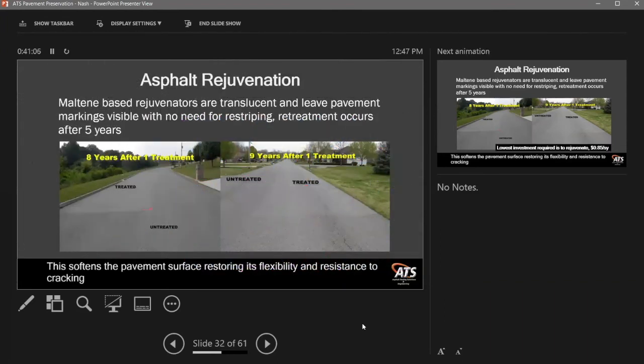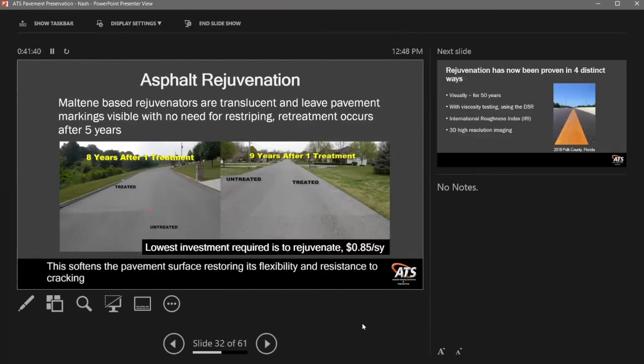One of the good things is that a lot of these rejuvenation products now are also clear. So there's no need to sandblast and then restripe some of your markings, and it's very easy to use. These are just a couple of pictures to show the differences between treated and untreated pavements. The idea of not having to do anything extra other than get a distributor truck and spray it is pretty attractive.